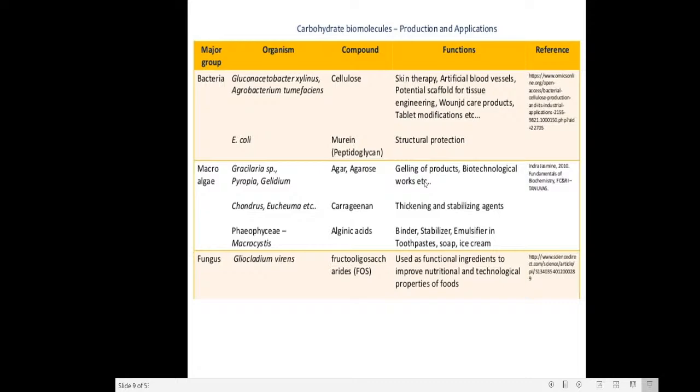That's the gelling product and biological wax. Jellies, we all know the jelly that is made up of the agarose. The food grade agaroses are very widely available. Alginic acid is also produced from macroalgae called the Phaeophyceae, and from fungi, Cladosporium. It's producing the product fructooligosaccharides. The fructooligosaccharides are helpful as functional ingredients.